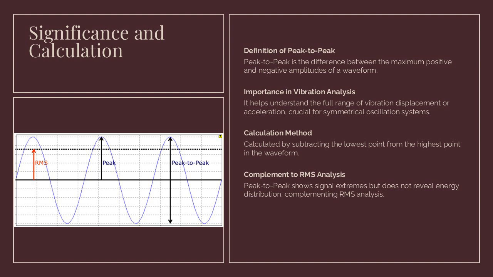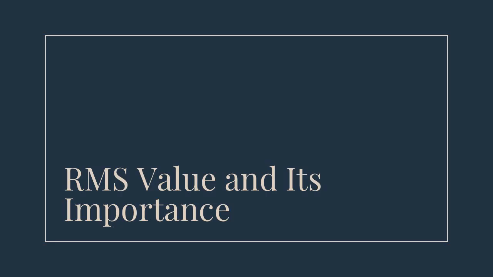A large peak-to-peak value may indicate severe imbalance or misalignment. Calculation involves identifying the highest and lowest points in the waveform and subtracting the latter from the former. While peak-to-peak provides a clear picture of signal extremes, it does not convey energy distribution, making it complementary to RMS analysis.